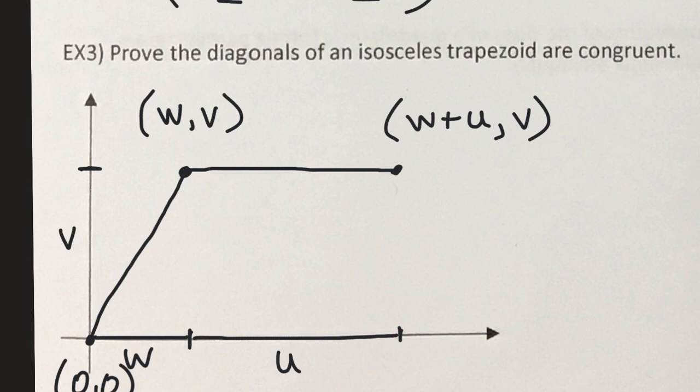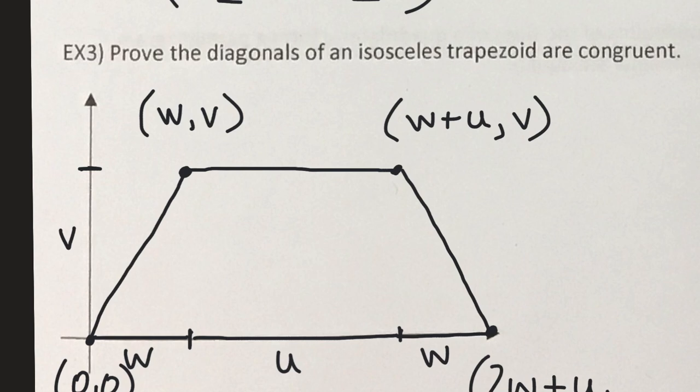So if I want my figure to be an isosceles trapezoid, how much more do I have to go in order to get to the end? Right here, how much more is this length? That has to be another W, because I need these things to be equal, right? These have to have the same triangles in order for their lengths to be the same. So I've gone W and then U and then W. So what are my coordinates? 2W plus U, comma, 0. Right? So the first part is putting them together with some coordinates.